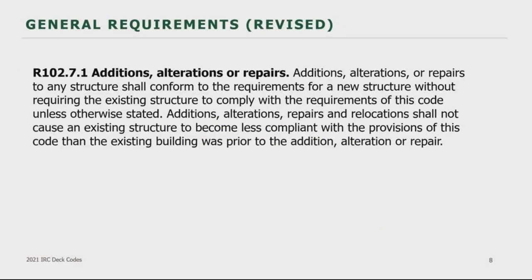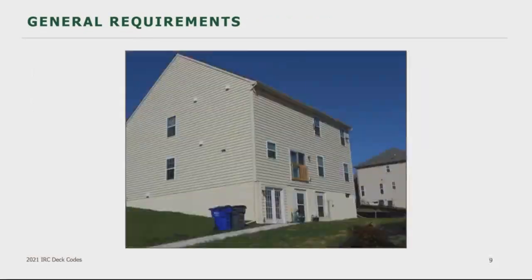R1001.7.1 goes on to specify that if you do something to your house, what you touch shall comply with the current code for a new structure, but the rest of the house can still remain as it is. However, and this language has been modified in the 2021 IRC a little bit, the alteration, addition, or repair cannot make the existing structure less compliant with the code. A residential deck could be considered an addition or an alteration to the house, depending on the size, configuration, and local ordinances. Let's take a look at an example of that.